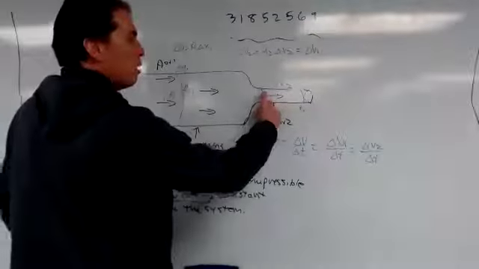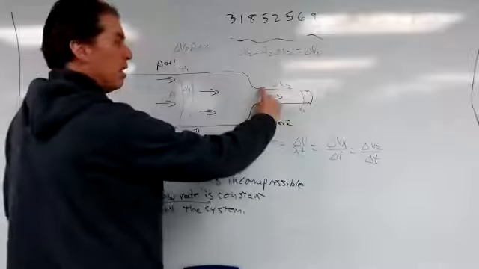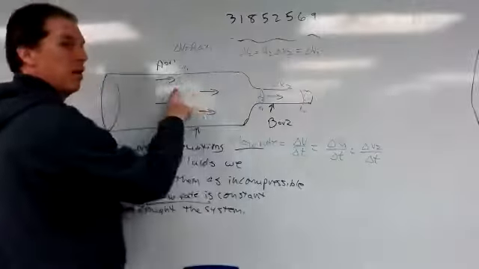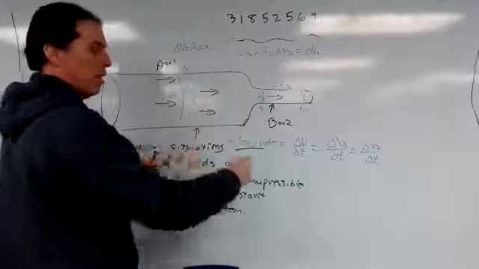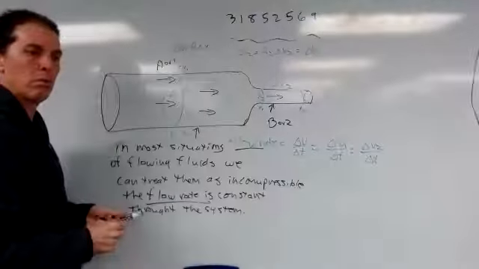I have high speed where I have a narrow area, and I have a slow speed where I have a big area, so that the product, the speed times the area, can be constant. And that's what we're making constant.